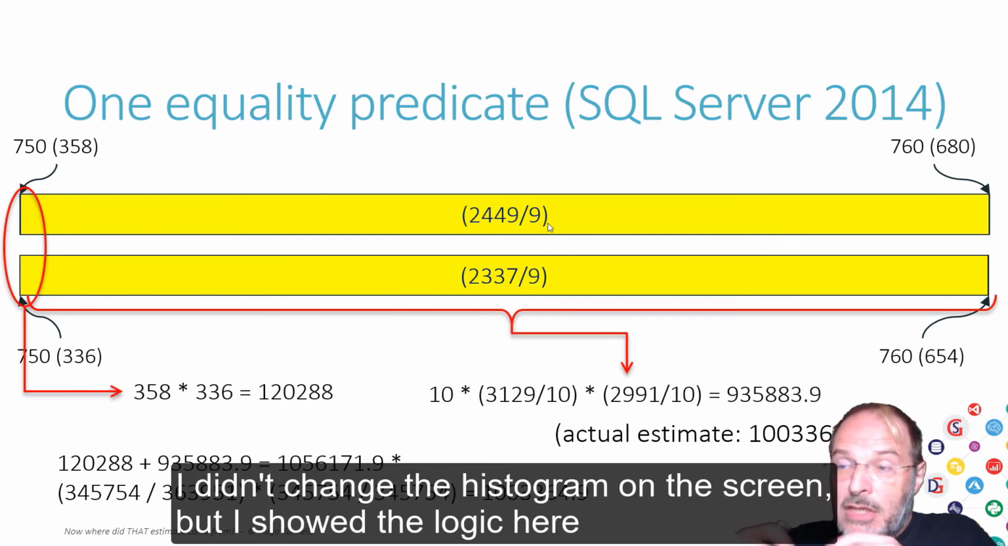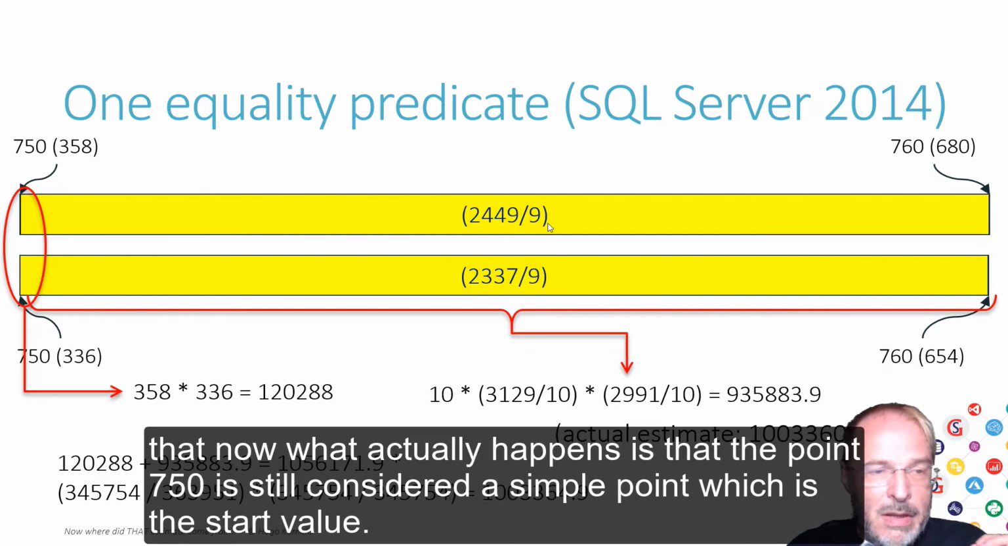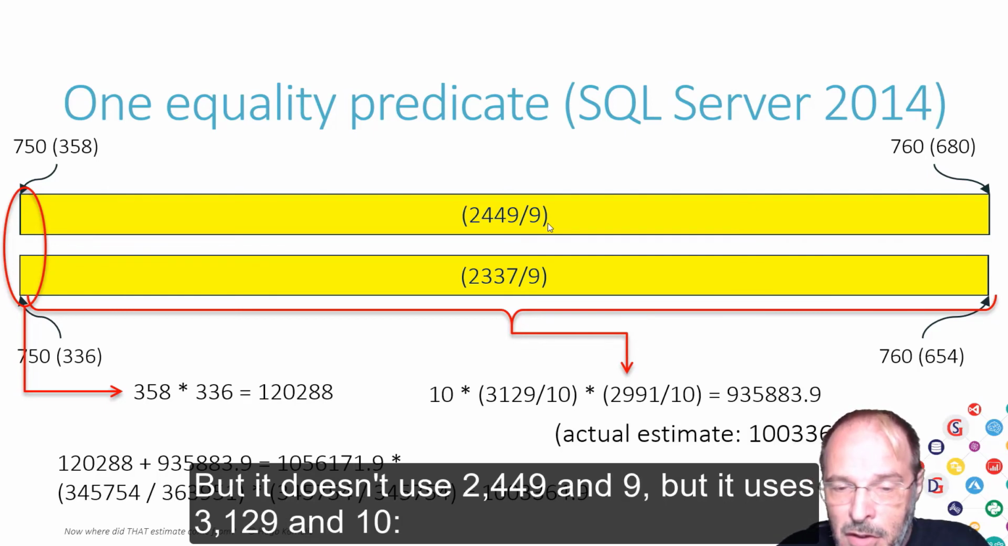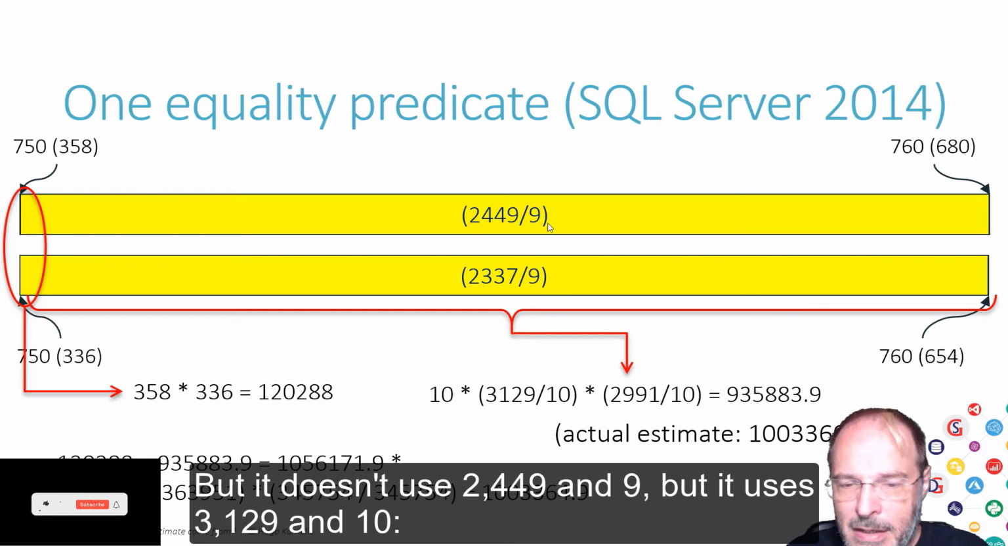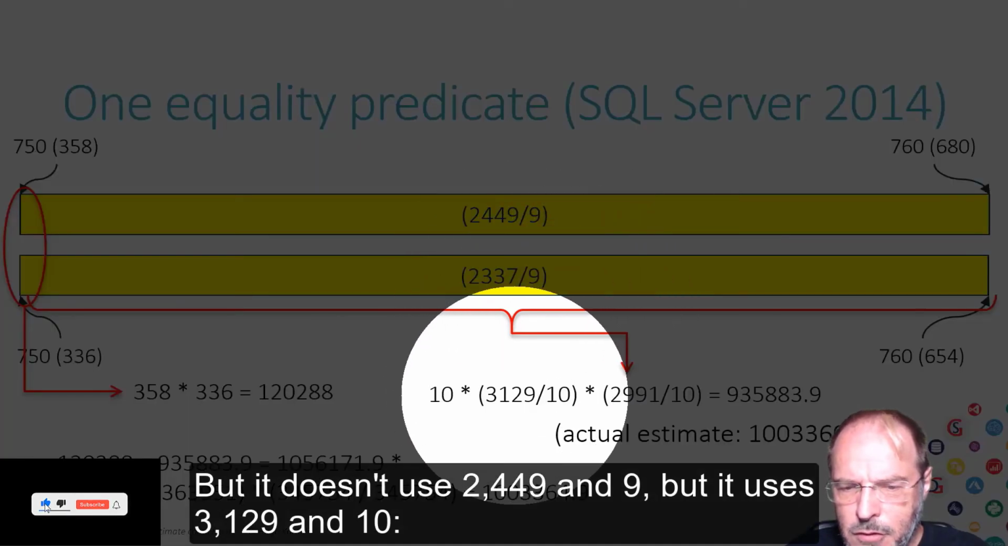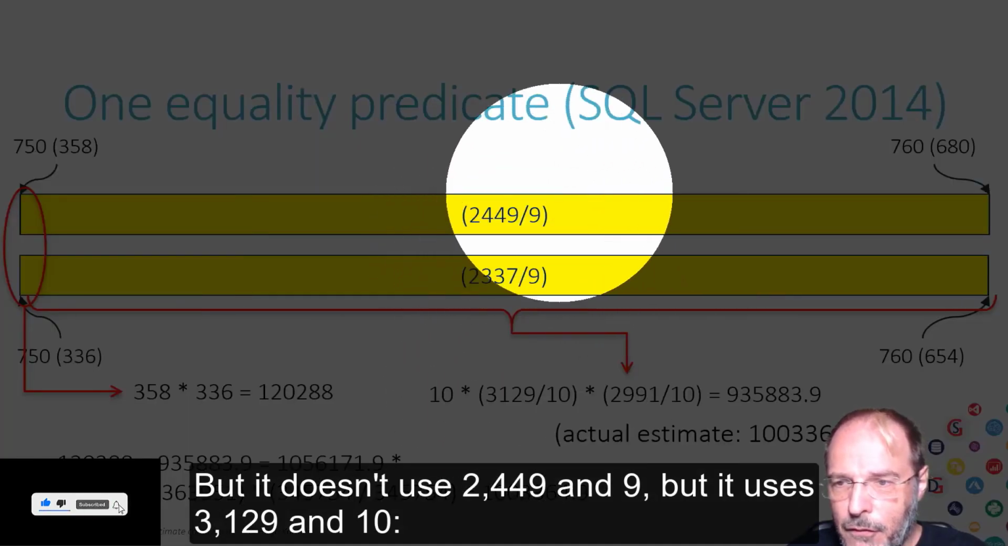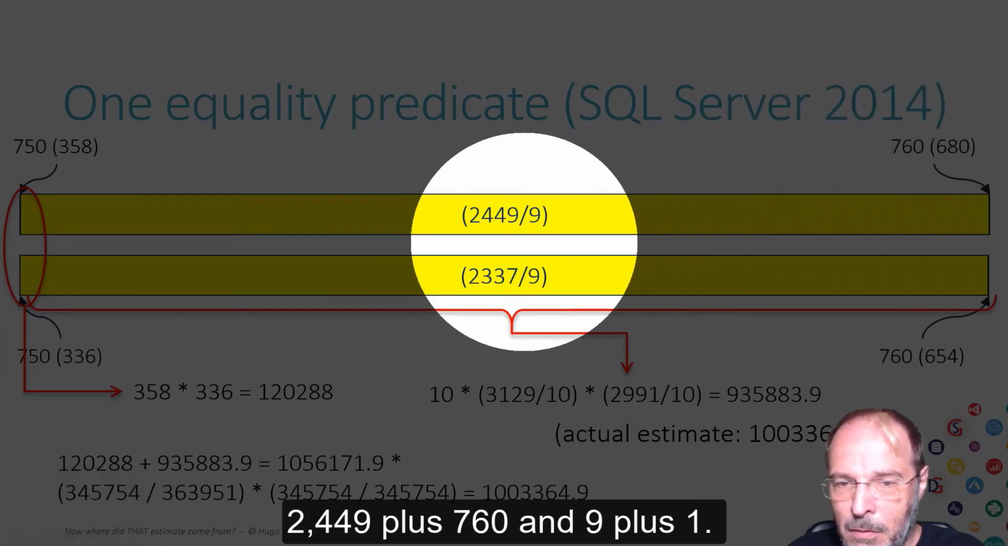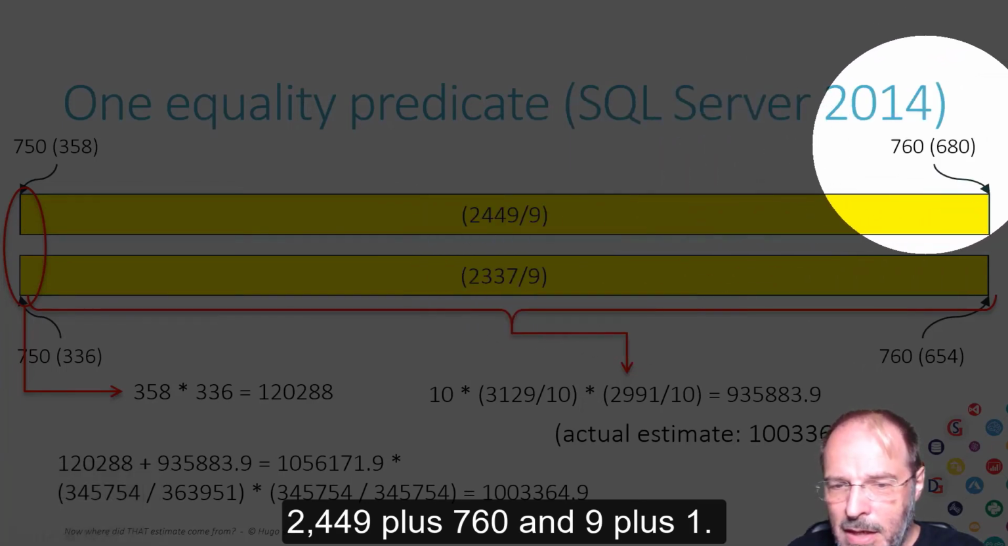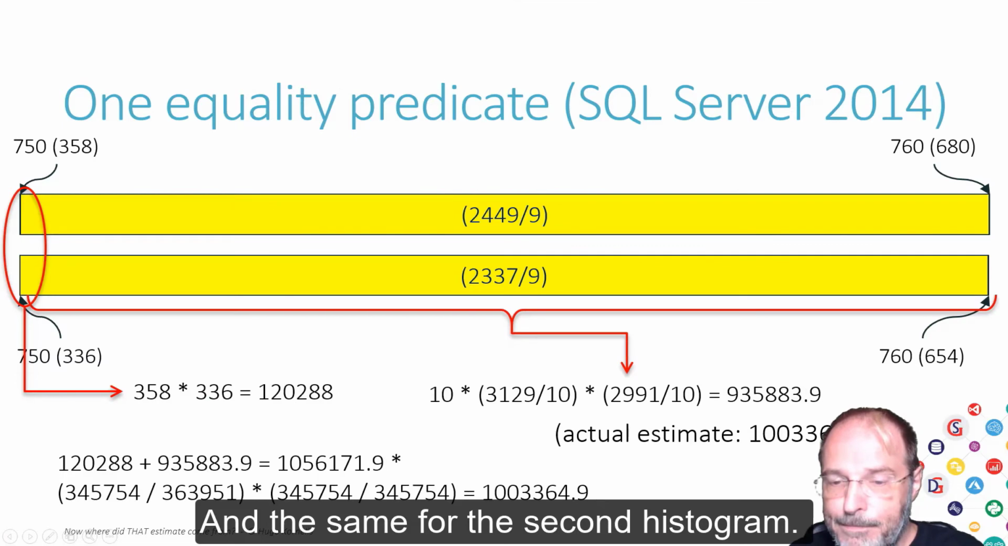I didn't change the histogram on the screen, but I showed the logic here that now what actually happens is that the point 750 is still considered a simple point, which is the start value, but it doesn't use 2, 3, 4, 4, 9 and 9, but it uses 3,129 and 10. 2, 4, 4, 9 plus 760 and 9 plus 1. And the same for the second histogram.